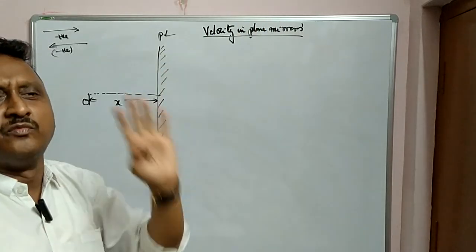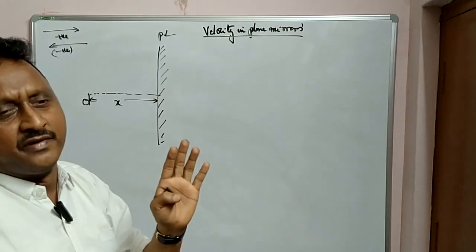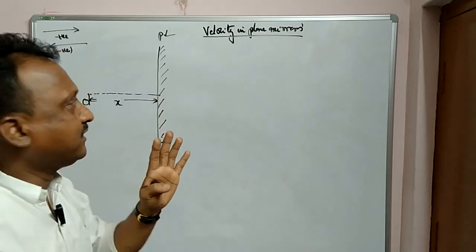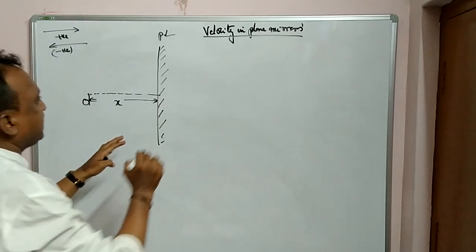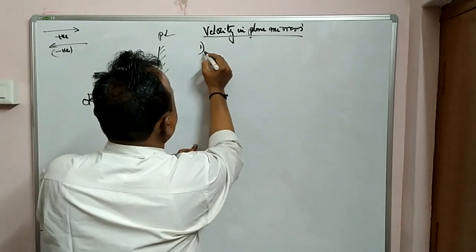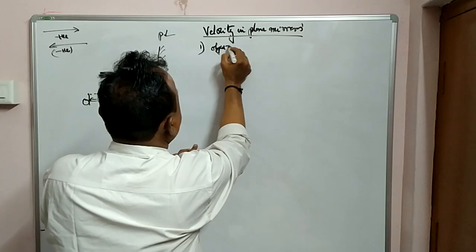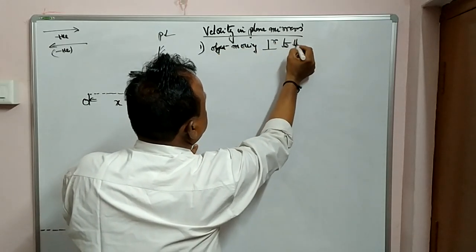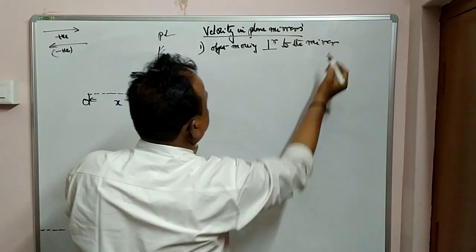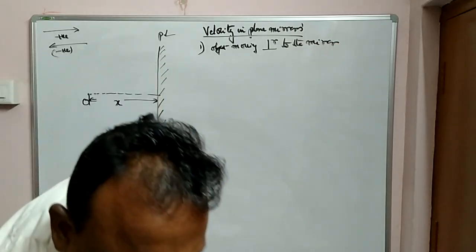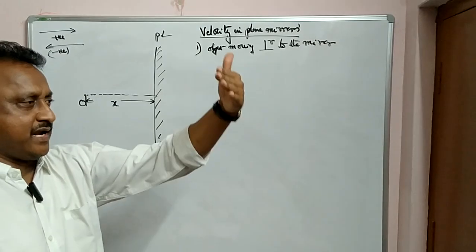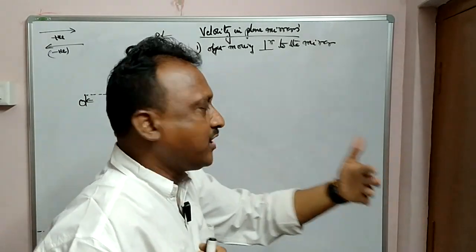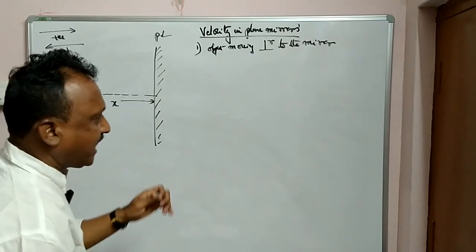Suppose the mirror is at rest and the object is moving, or both are moving, relative motion, what happens? So in this first case, the object is moving perpendicular to the mirror, very very important one. First case, when the object is moving perpendicular. For example, this is a plane mirror. Now I am moving towards the plane mirror. Now how the object will be moving, or what happens to the image?